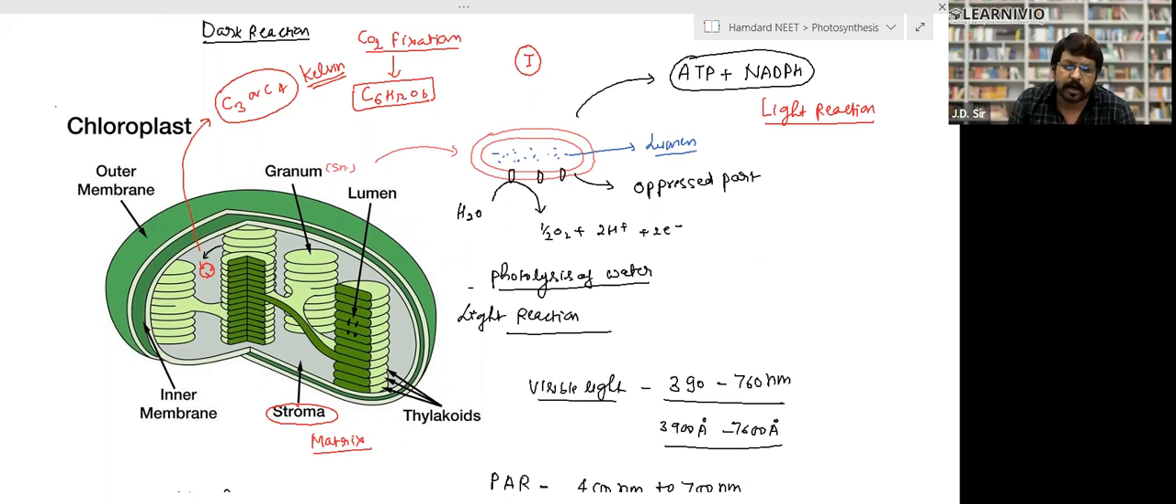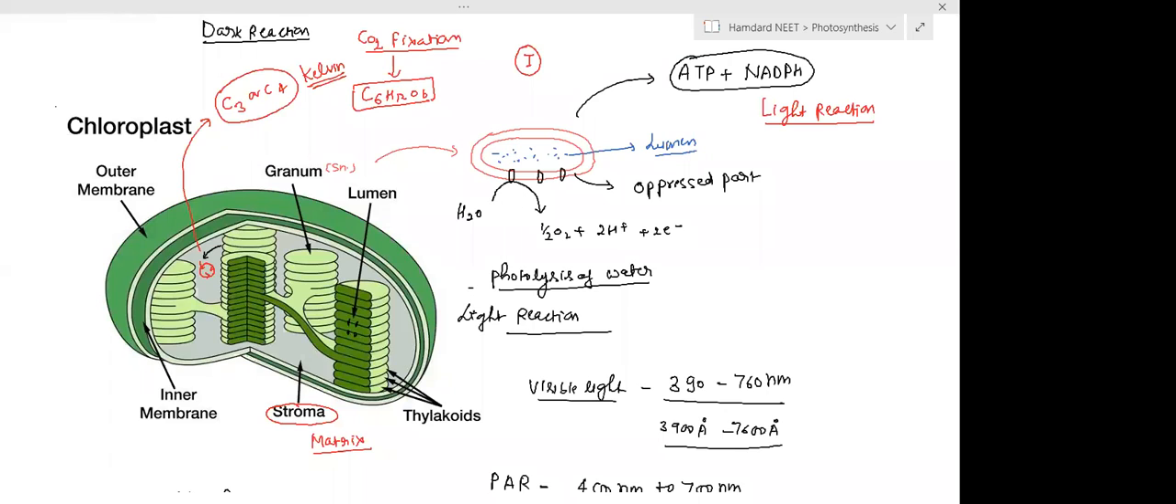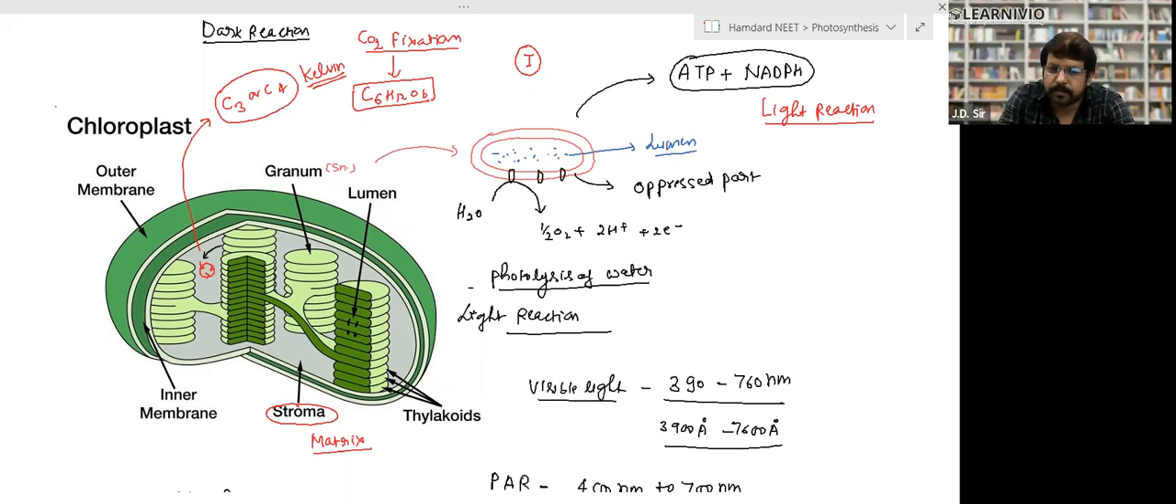Now I'll tell you what is the grana, what is the stroma, what is the role of chloroplast. I think we have discussed it. Or do you have any idea about this? The structure of chloroplast you must have gone through in your syllabus in cell biology. Do you have an idea about the chloroplast? Any idea? To make food. What is the chloroplast and what is its function? Is it to make food?